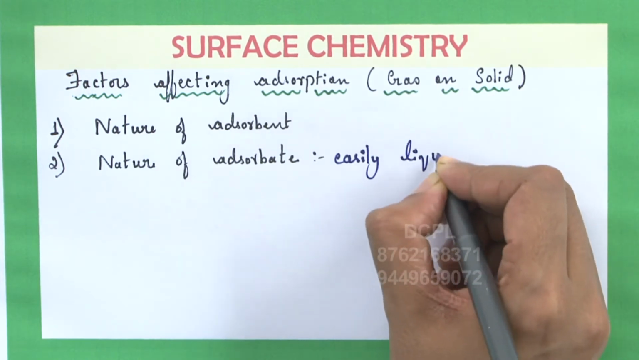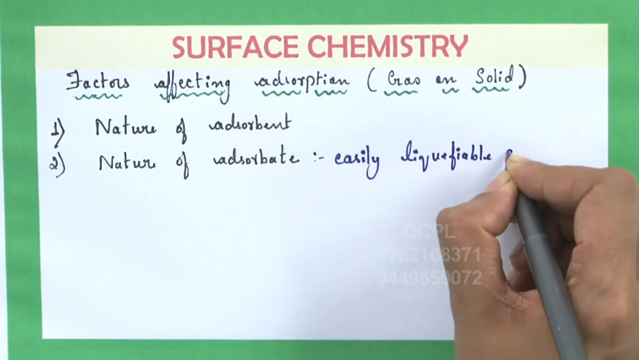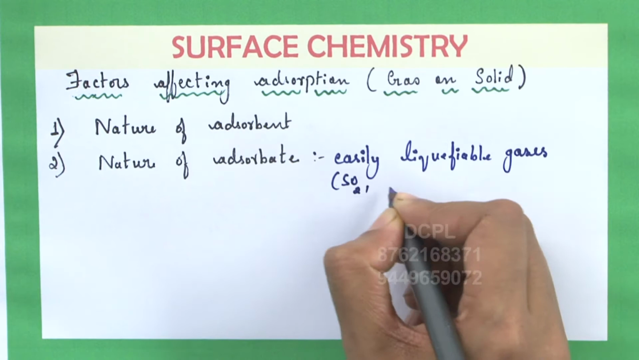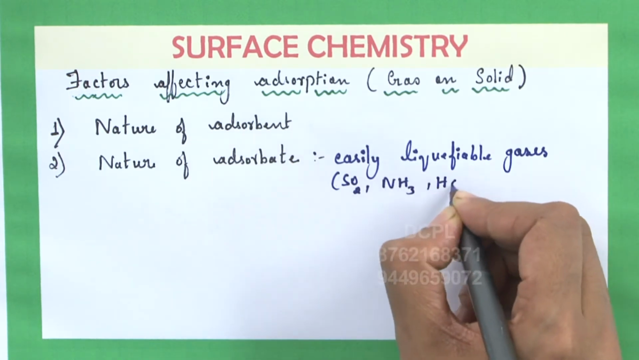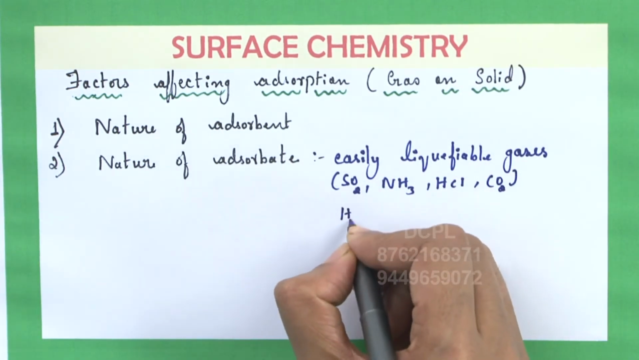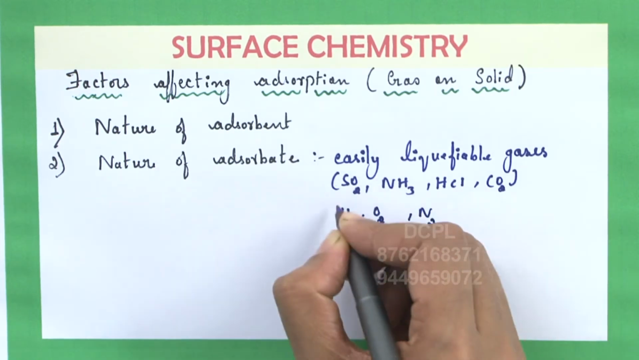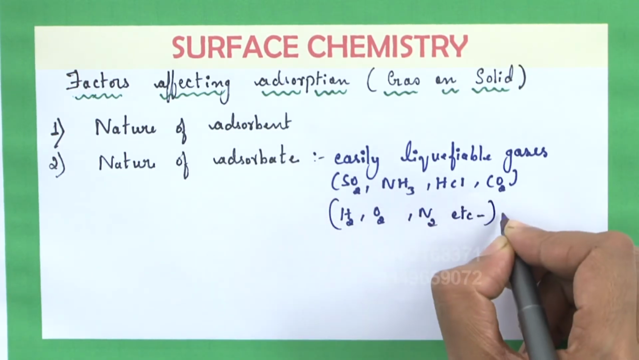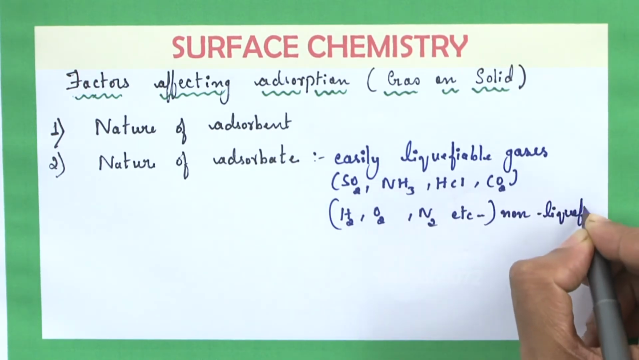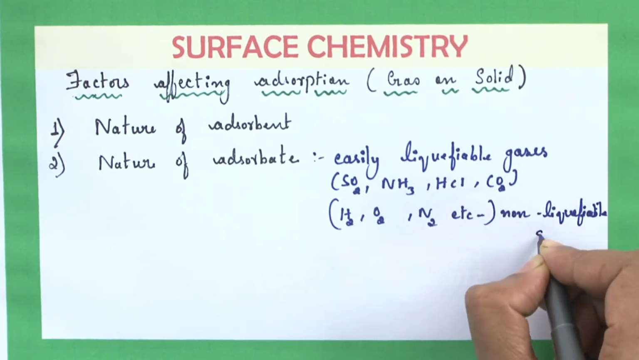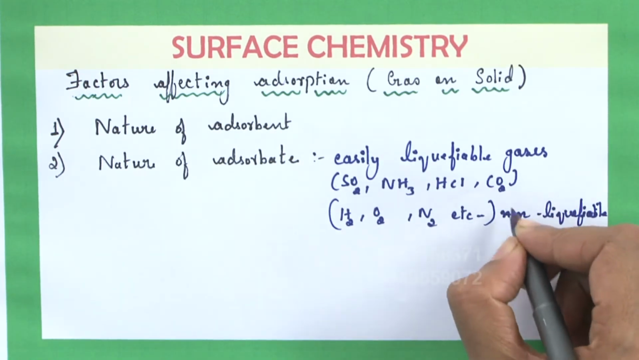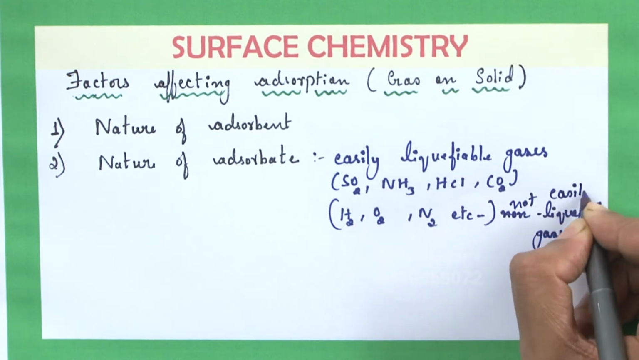Easily liquefiable gases are SO2, NH3, HCl, CO2, etc. Whereas H2, O2, N2, all these are not easily liquefiable gases.